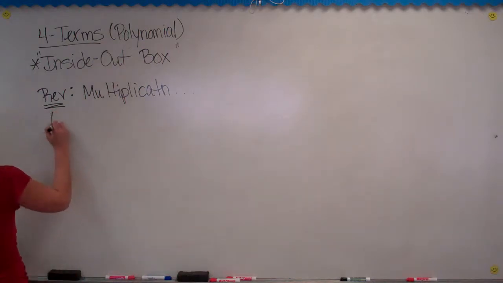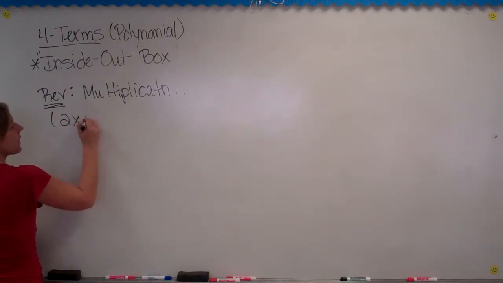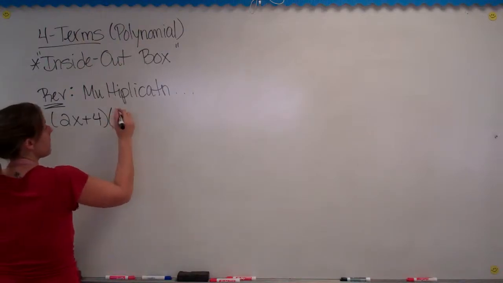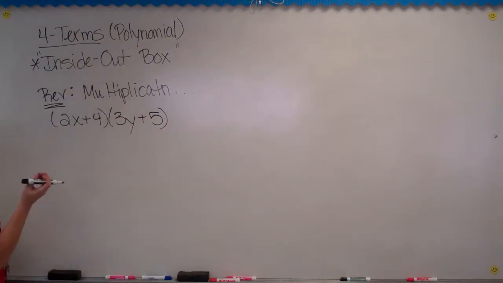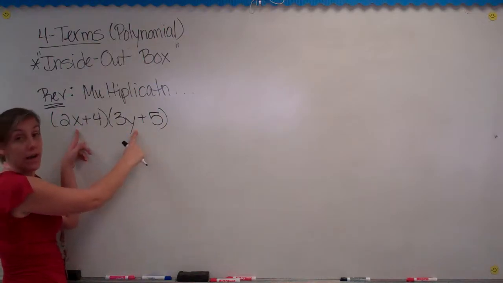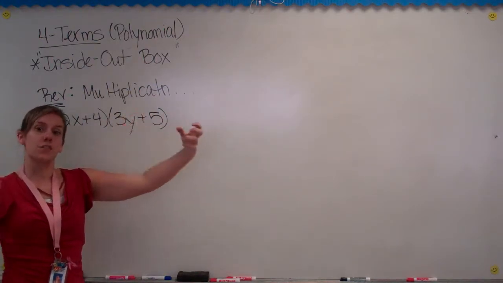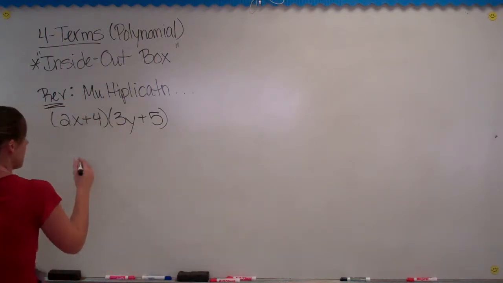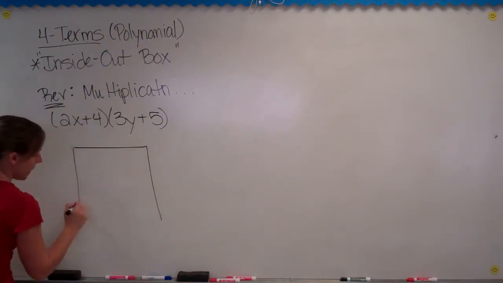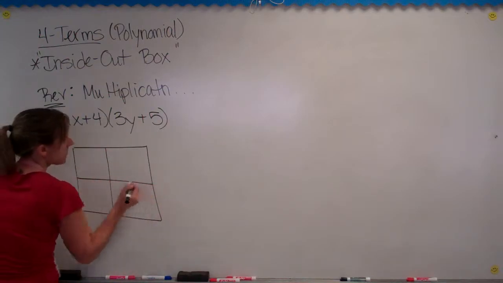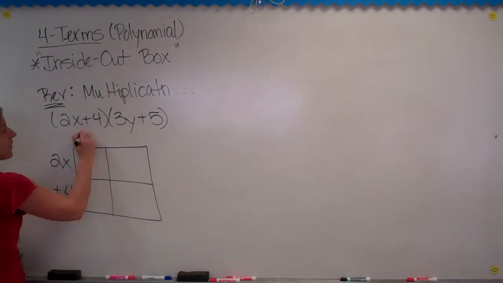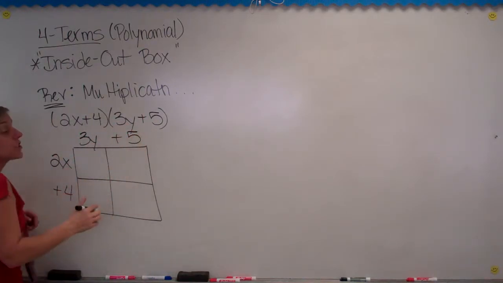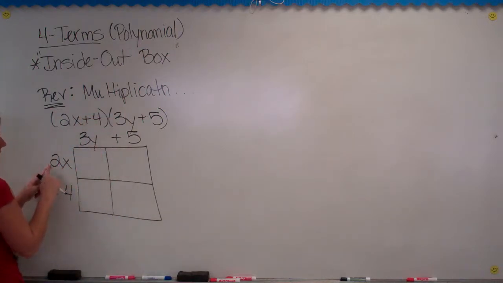So let's say I had 2x plus 4 times 3y plus 5, okay? And I intentionally have an x and a y so that they separate, so that we actually have 4 terms, and you're going to see that in a second. So remember, when we multiplied, we made a box, and we put one of them down the side, 2x plus 4, and we put one of them across the top. Okay? So we went outside in, and then we just multiplied them together.